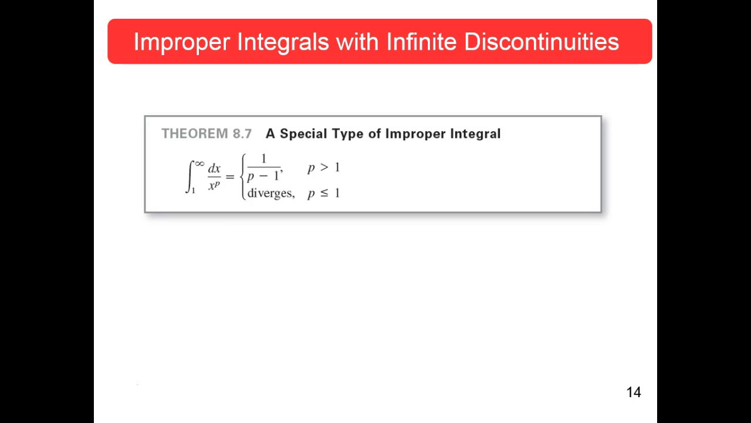But when this p was a 1, when it was dx over x, this would be 0. So this one would not work there. It diverges. For any p of 1 or less, that diverges. Special rule for those.